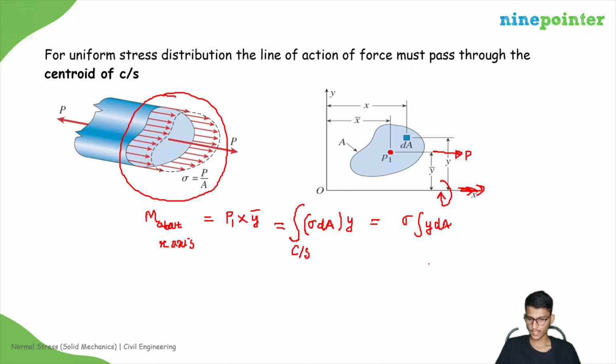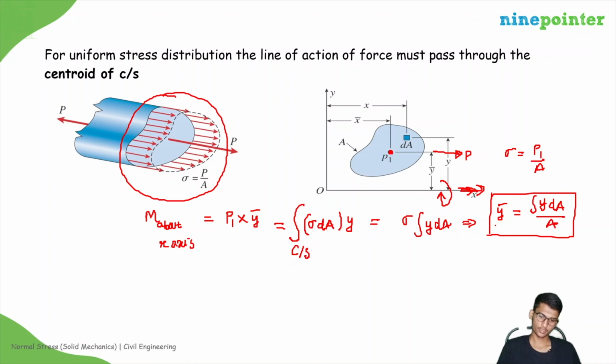So y dash will be equal to, with sigma as P by A, the integral of y dA divided by A. What does this signify? This is nothing but y centroid, right? So this is the y coordinate of the centroid of this cross section.